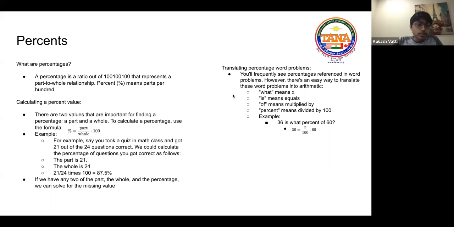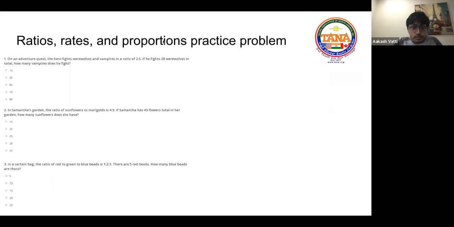So what are percentages? A percentage is a ratio out of 100. So for number 2, someone asked me to do number 2 again.